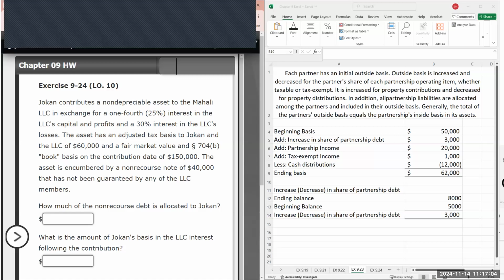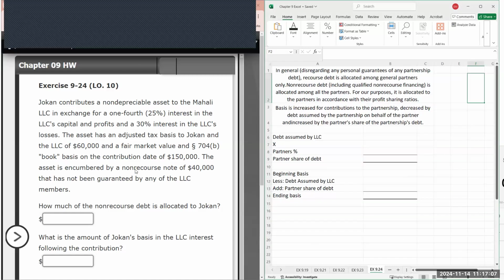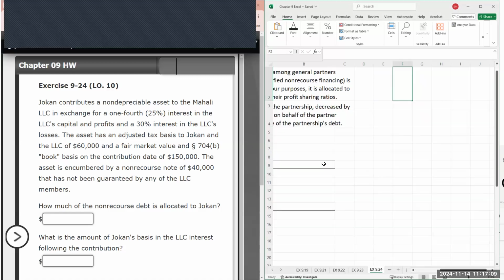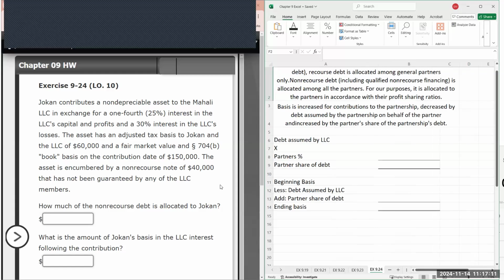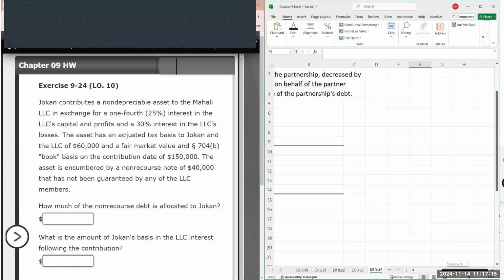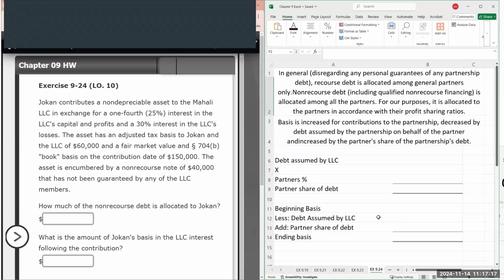This brings us to our next question. Here it states, how much of the non-recourse debt is allocated to Jocan? What is the amount of Jocan's basis in the LLC interest following the contribution? Jocan contributes a non-depreciable asset to Mahali LLC in exchange for a 1/4, 25% interest in the LLC's capital and profits, and a 30% interest in the LLC's losses.